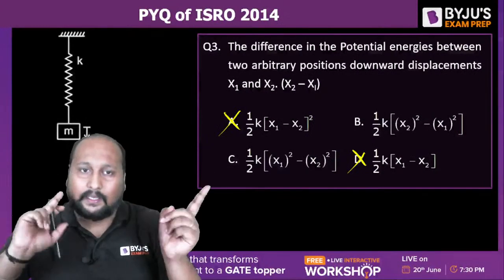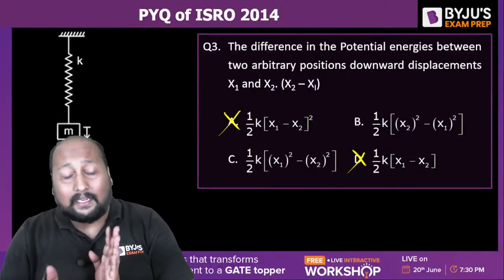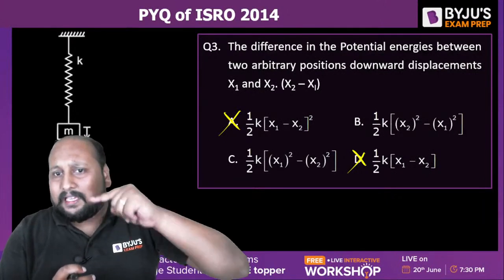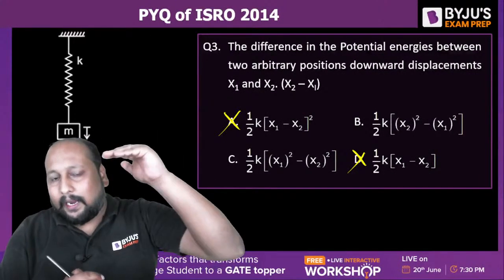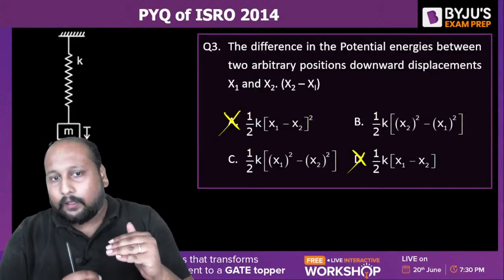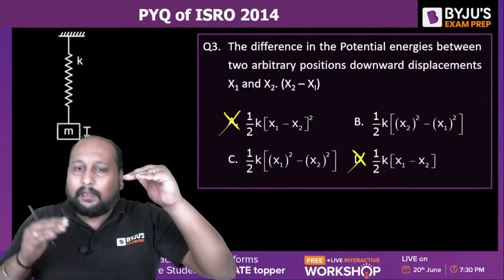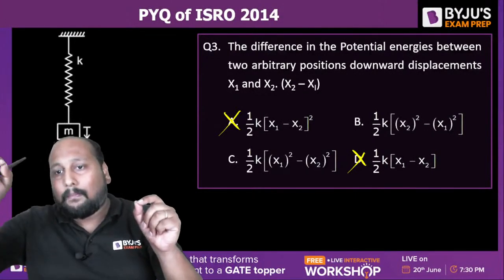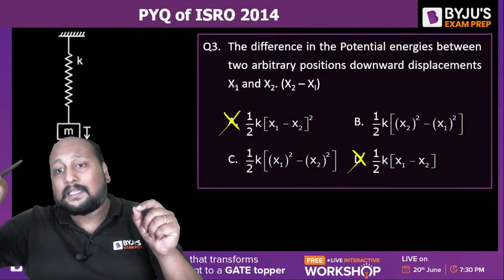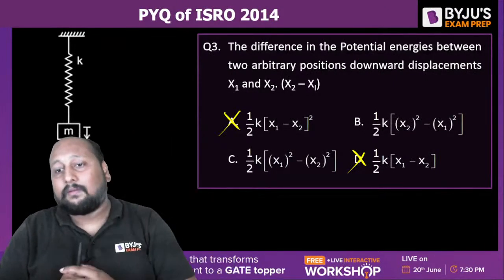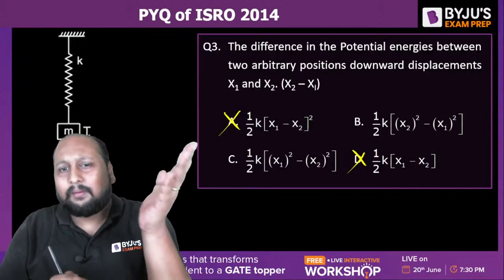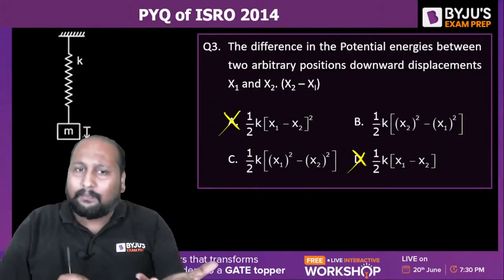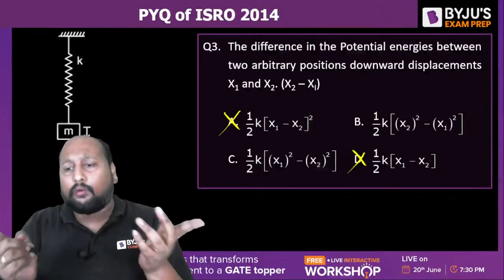Let's consider it between B and C. What is the correct answer? A, B, C or D? Simple question. What is the difference between the potential energy at two arbitrary positions? Initially it was at x1, finally we have x2. Can we say it is half k x2 square minus half k x1 square? Final minus initial. Initial position is x1, final position is x2. Simple, you have to subtract the potential energy at the two locations.